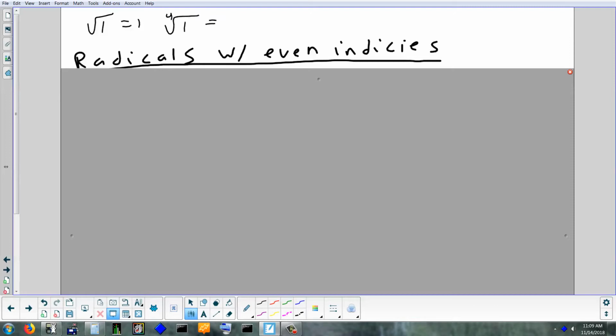How about the fourth root of 1? What times itself 4 times gives you 1? 1. The sixth root of 1, the eighth root of 1. Any even root of 1 is always 1. Okay. Now, what about if I try 0? What's the square root of 0?